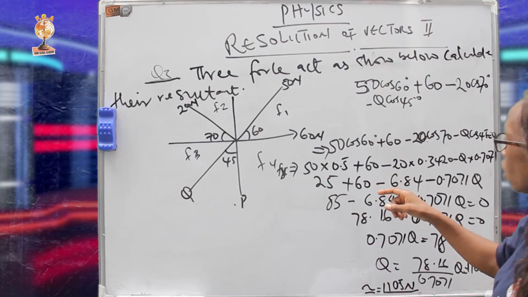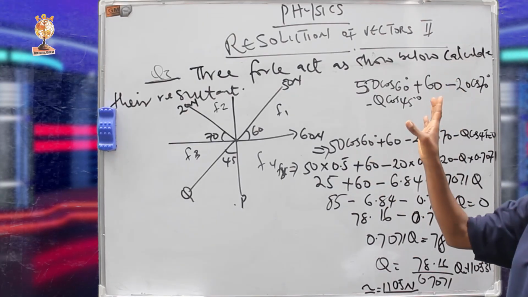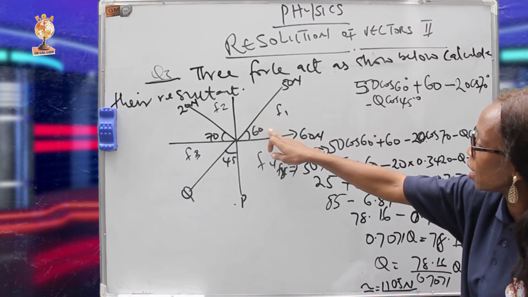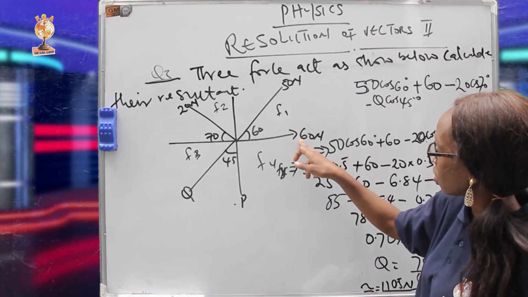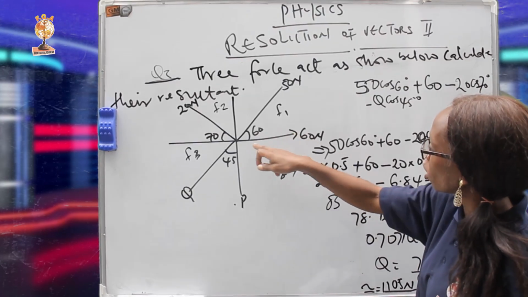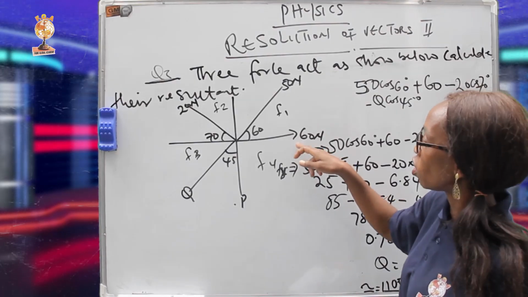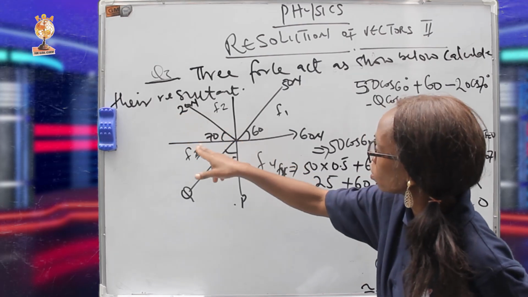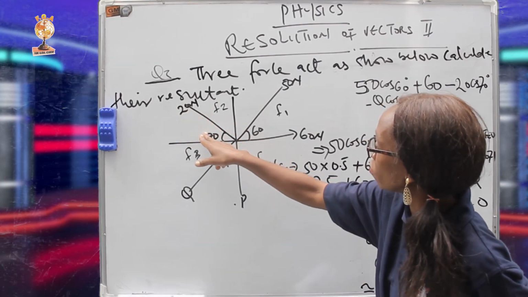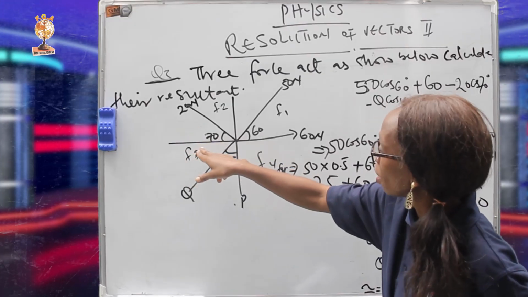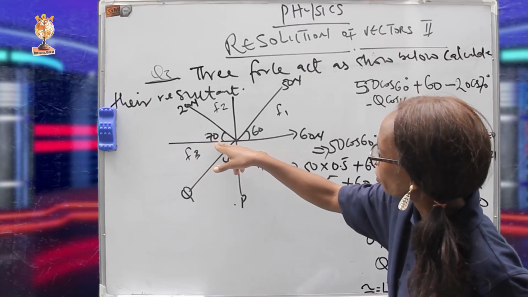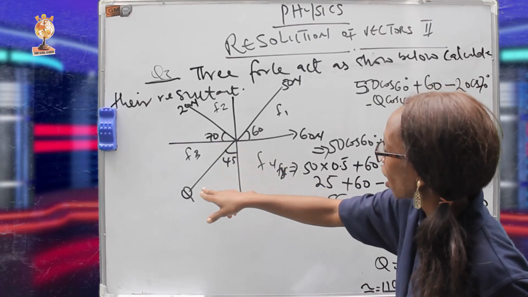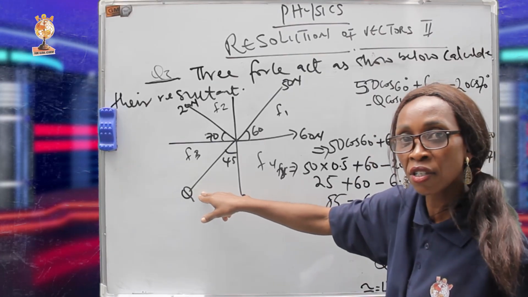Now, I come again. Remember, all the x coordinates is cos theta. So I have 50 cos 60 plus 60, because this F1 and F4 is under the positive x-axis. Under the negative x-axis, I have F2, which is 20 cos 70, minus F3 cos 45. The F3 now is your Q because it's not given to us.